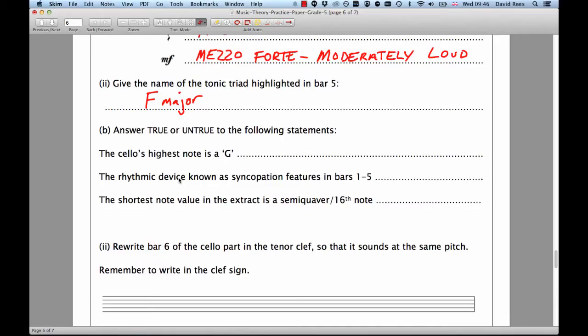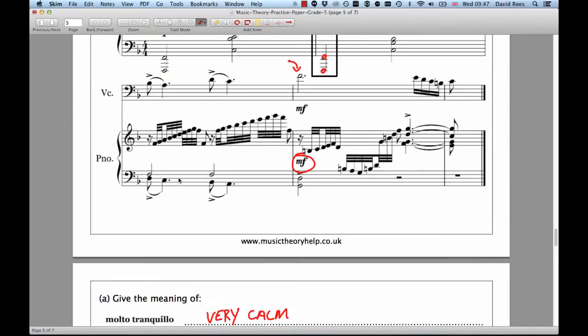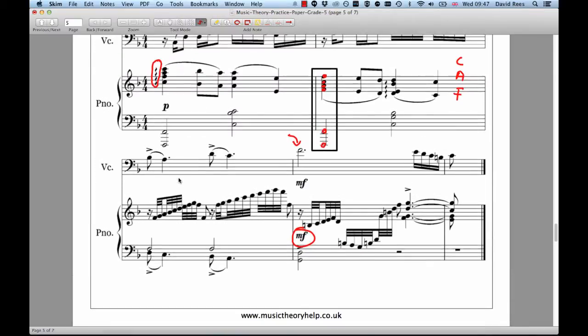The next part of this question asks answer true or untrue to the following statements. And so it's not saying true or false, we have to answer true or untrue. I'm sure you wouldn't be marked wrong for writing false, but you might as well get it exactly right. So the first statement is the cello's highest note is a G. So let's go and have a look for the cello's highest note.